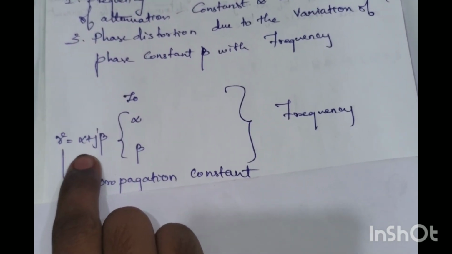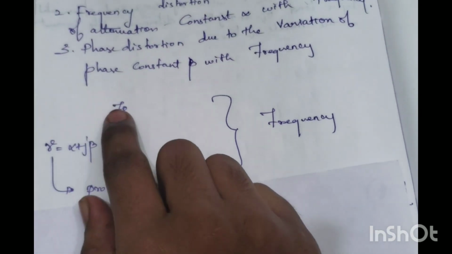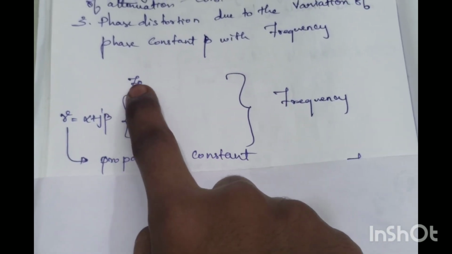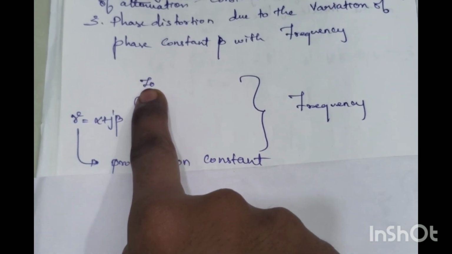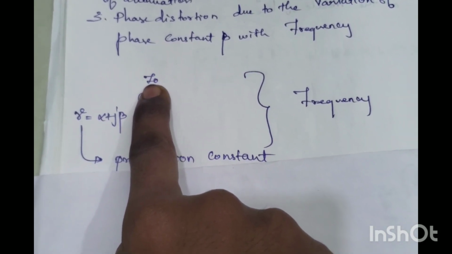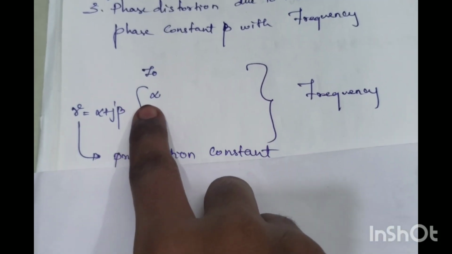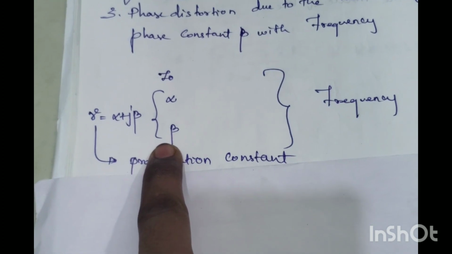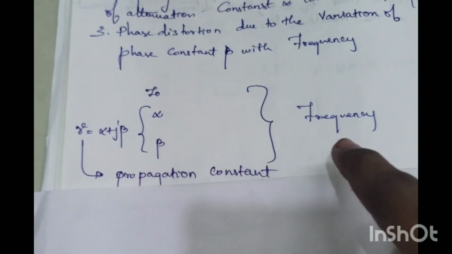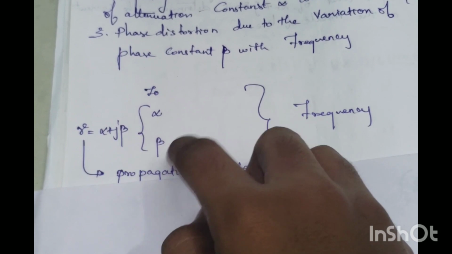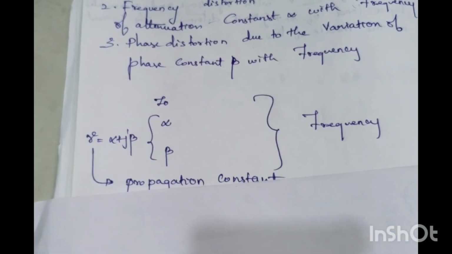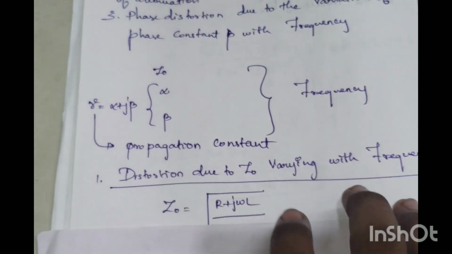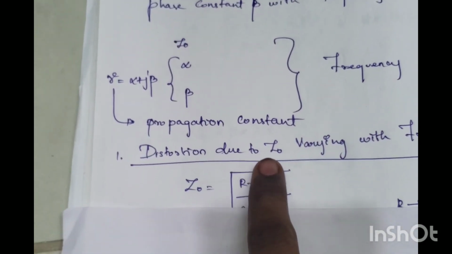Gamma equals alpha plus j beta, and it is called the propagation constant. Z naught is the characteristic impedance, alpha is the attenuation, and beta is the phase constant in transmission lines and RF systems. And we have three types of distortion.